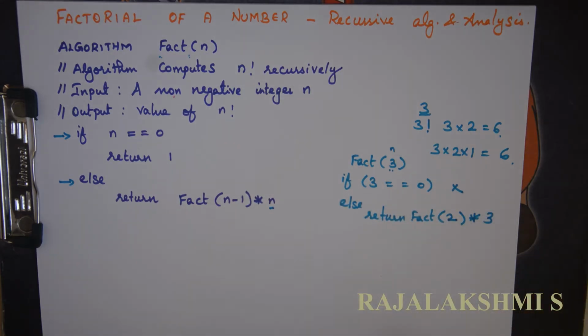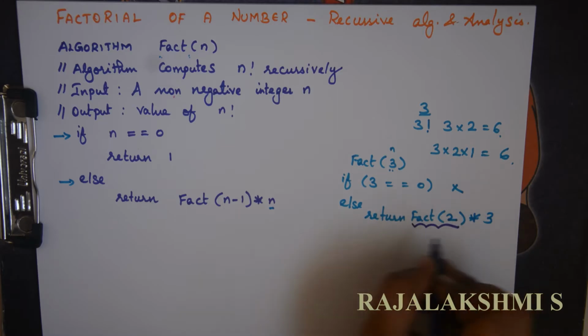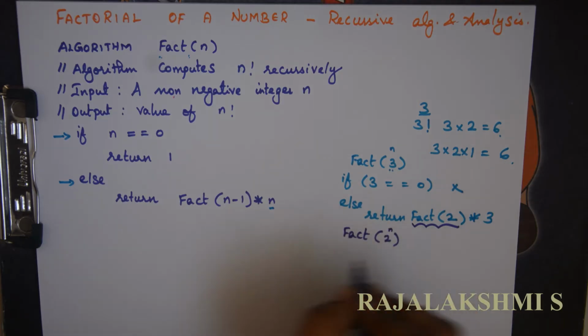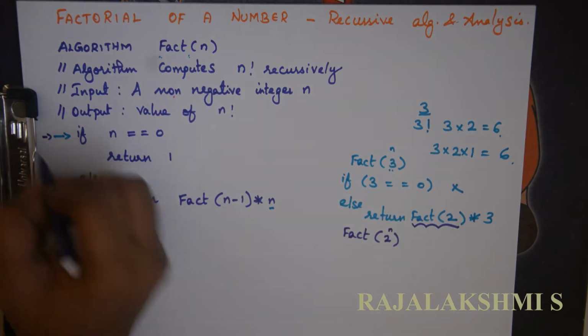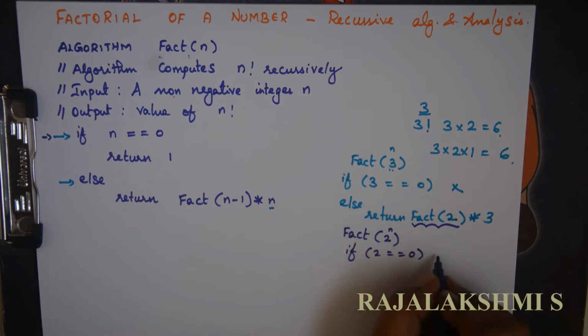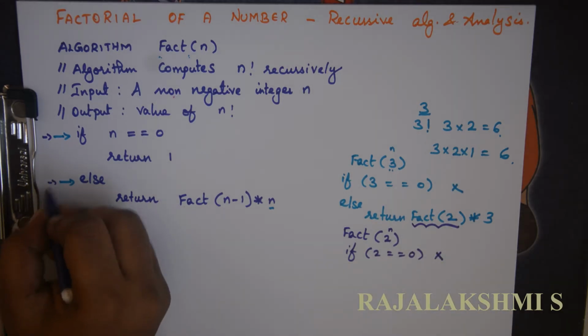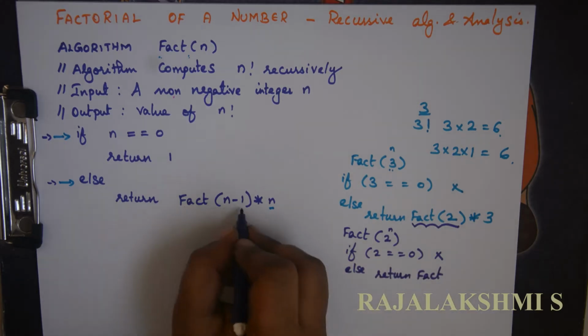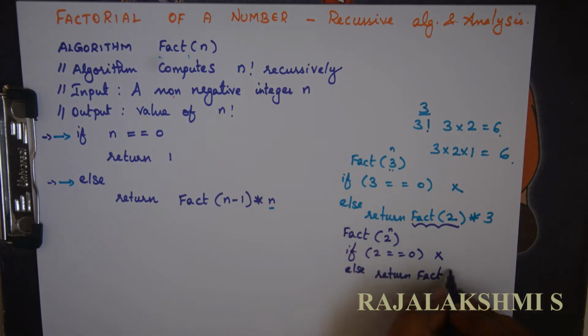Now once again we have fact of 2. So this algorithm will be invoked with n equal to 2. Once again the algorithm checks if 2 equal to 0. The condition is false, so it comes to the else part. In the else we have return fact of n minus 1 multiplied with n. What is n now? It is 2. So 2 minus 1 is 1, multiplied with n, which is 2.